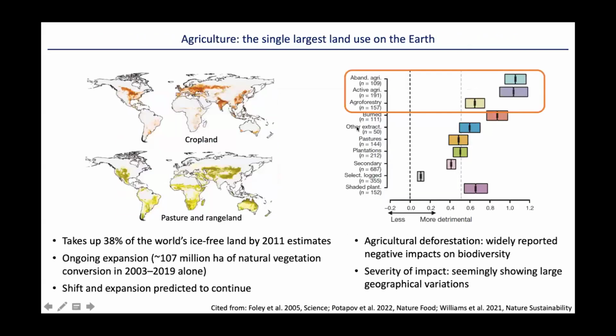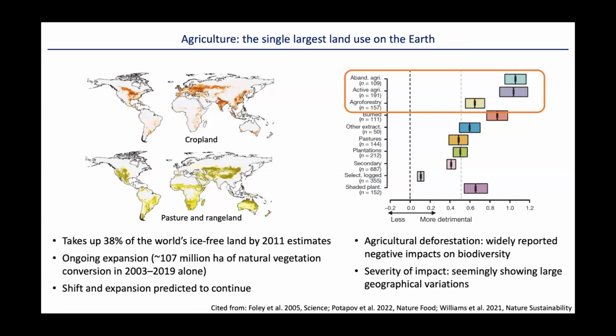So the conservation relevance of agriculture is obvious. It is the world's single largest land use. Not only does it occupy a big share of the world's terrestrial land surface, but it's also a major, prominent, ongoing agent of land use change globally. Specifically regarding forest ecosystems, we know that agriculture has been a major driver of deforestation around the world, but particularly in the tropics. Existing evidence points to pretty severe biodiversity impacts of agricultural deforestation.